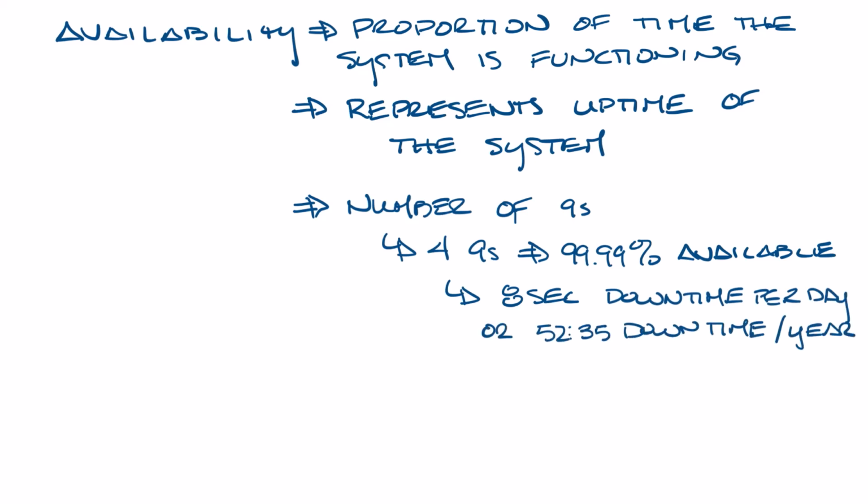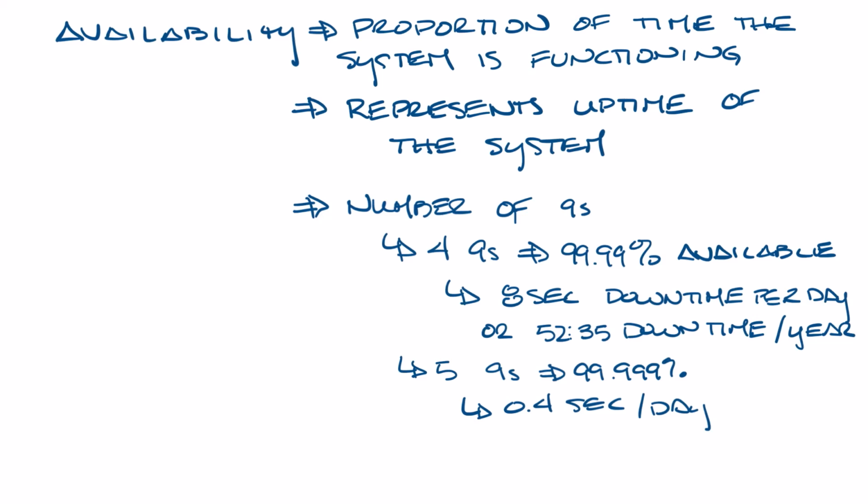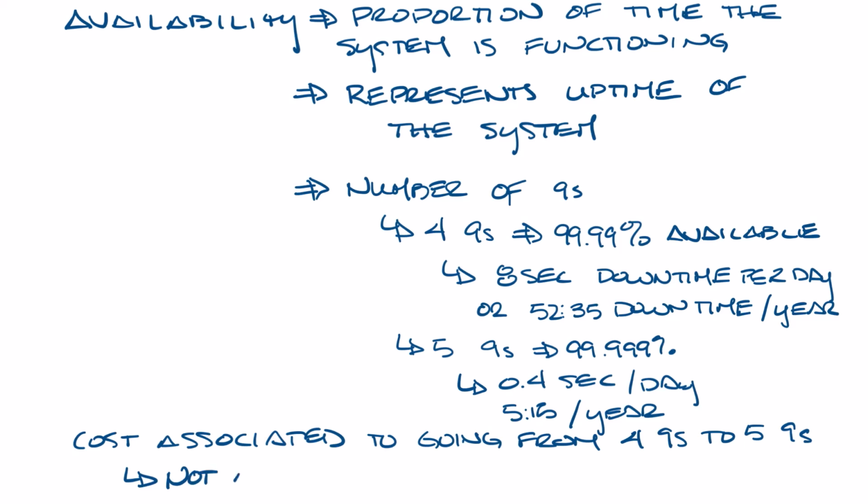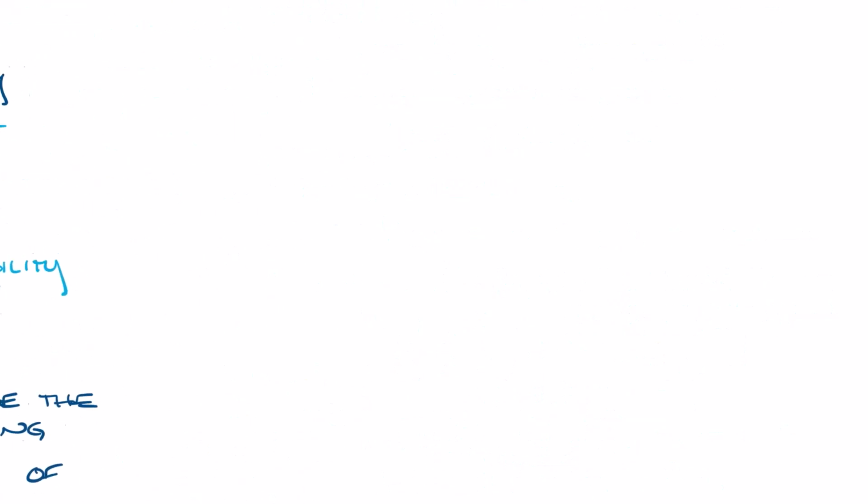per year. Compare that to 5 nines, which would be 99.999% availability, and that is 0.4 seconds a day downtime, or 5 minutes and 15 seconds of downtime per year. There's a cost associated with going from 4 nines to 5 nines, and not all applications need to have 5 9 availability.